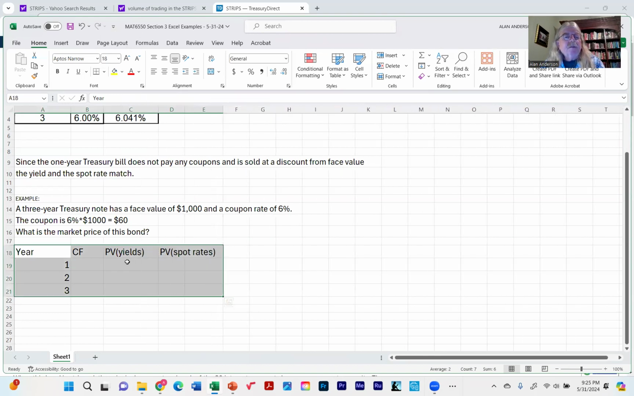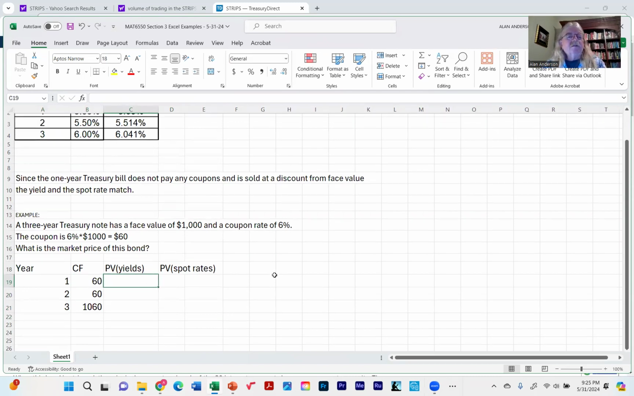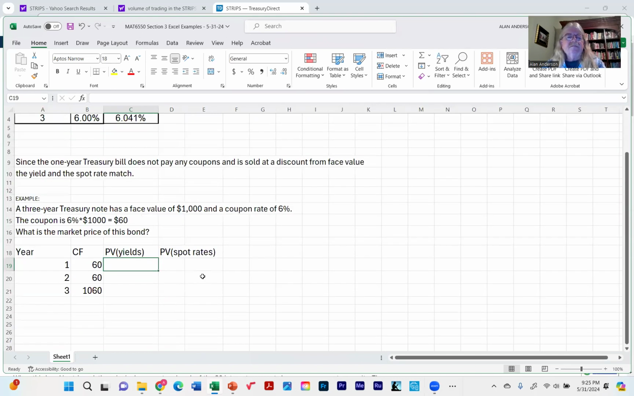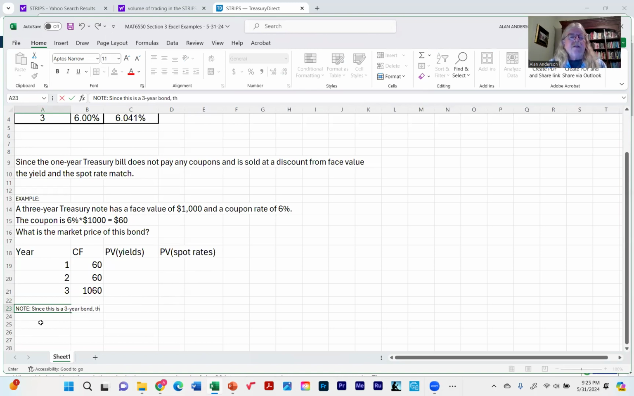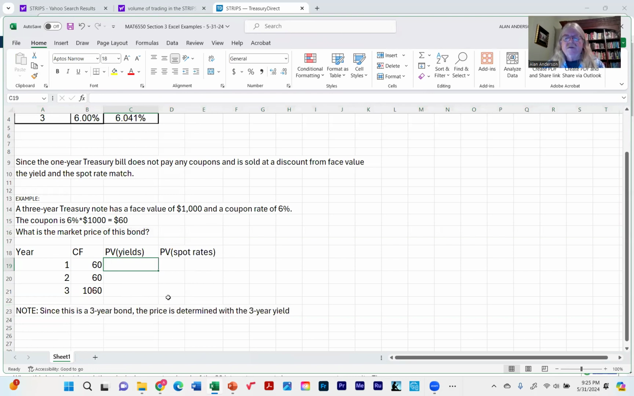All right, based on the chart, by the way, that means the cash flows are 60, 60, and 1,060. Based on the yields, because it's a 3-year bond, we're going to use the 3-year yield. I'll make a note here. Since this is a 3-year bond, the price is determined with the 3-year yield. If you choose to price it with yields, use the 3-year yield.